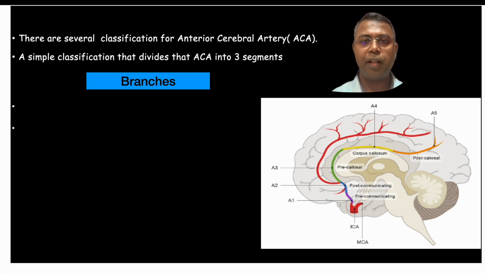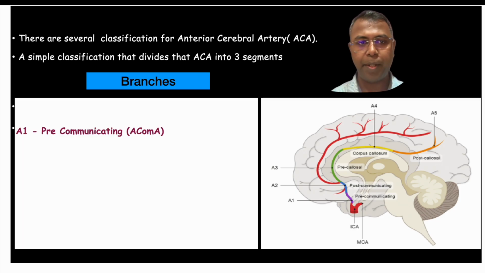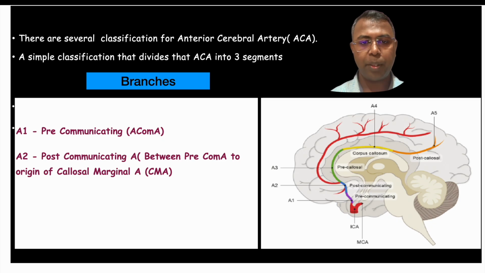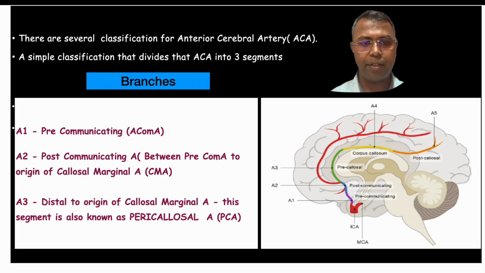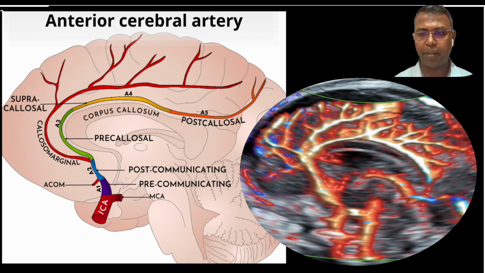The Peri Callosal artery arises from the anterior cerebral artery. There are a lot of classifications of the anterior cerebral arteries from the neurosurgery perspective, but for a fetal medicine specialist we just need to keep three branches in mind. One is the pre-communicating artery, the post-communicating branch, and third is the distal to origin of the callosal marginal artery. I'm going to explain it a little better.